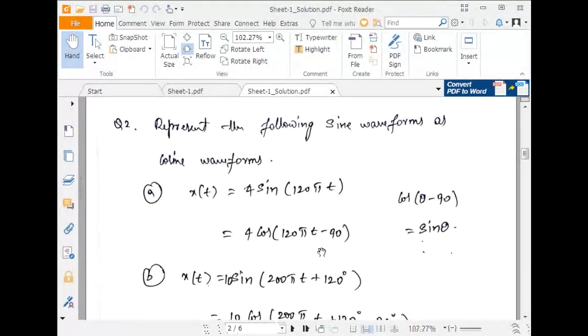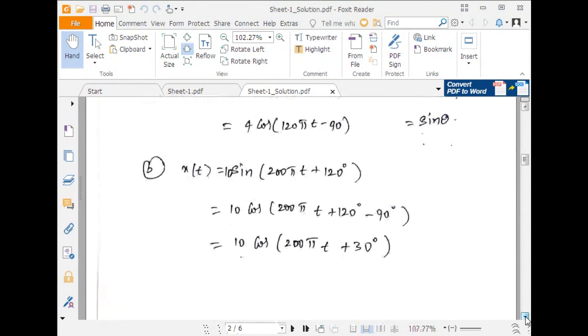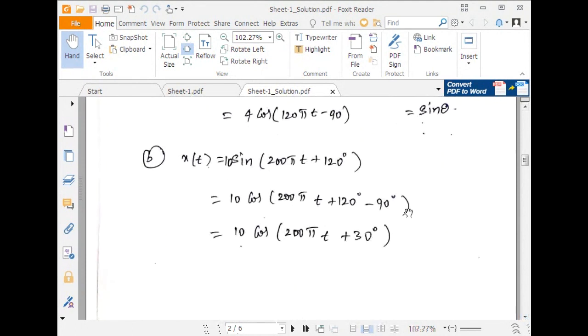x of t equals 4 sine 120 pi t can be written as cos of 120 pi t minus 90. Why? Because cos of theta minus 90 is sine theta. Is it clear? In the same way, question number B. Again, minus 90 degrees for cos will be the same as sine theta. Same formula, you will get cos. Is it clear?